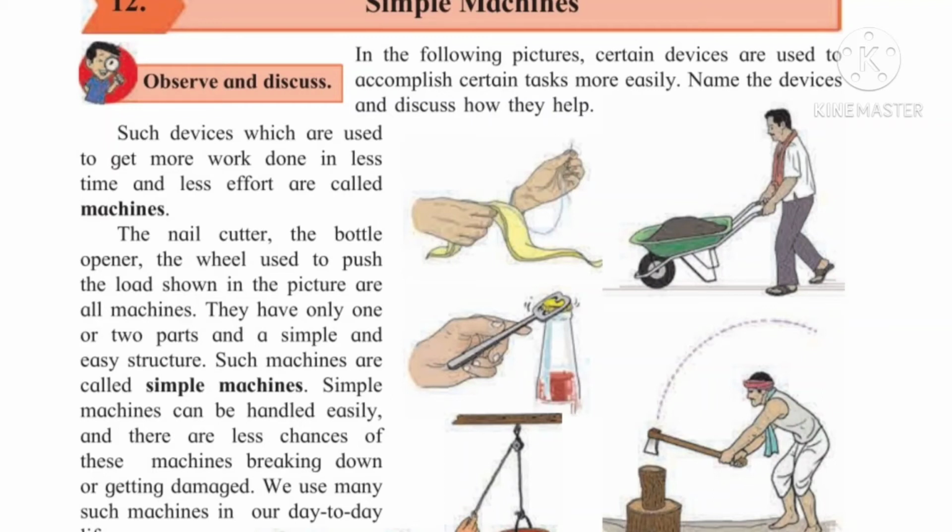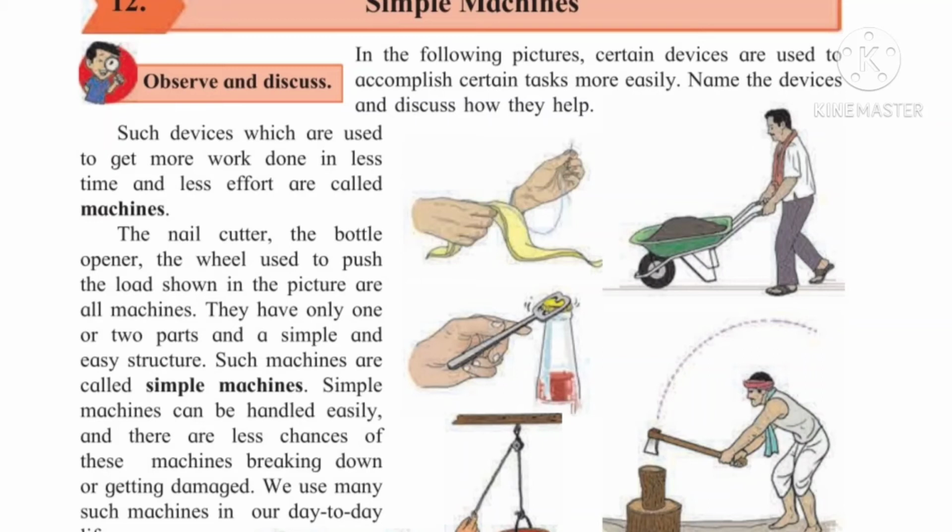Observe the picture. Here some certain devices are used to do some work. Now we have to discuss how each device helps to do the work. There is a needle. Needle helps in stitching. As we observe at home, a needle helps in stitching and joining the two separate parts of the cloth.